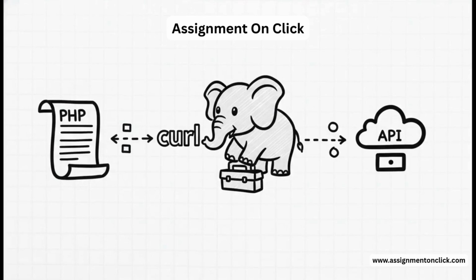You know what's awesome about PHP is that it comes with some seriously powerful tools right out of the box. And for talking to APIs, our best friend is going to be cURL. It's a built-in library that lets our PHP script act like a mini web browser. It can send requests to any URL and grab the data that comes back. It's the engine that powers our entire conversation with the API.